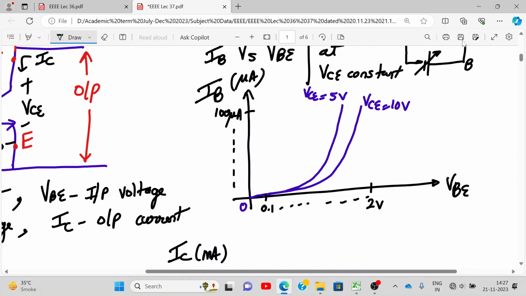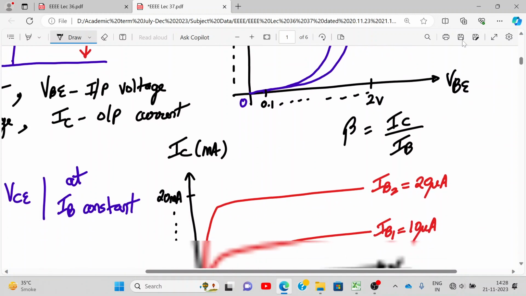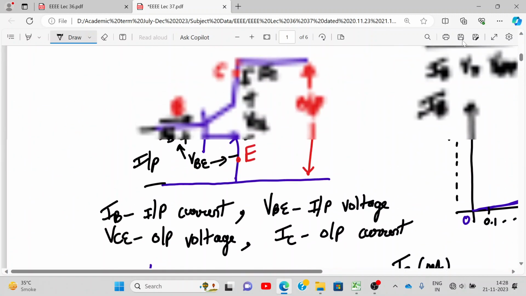So range is also important. IB is in microamperes, IC is in milliamperes, and both are related by beta. What is the beta formula? Beta is the current gain, na? What did we say yesterday? It is IC upon IB. And milli divided by micro will be greater than 100 easily. Okay? Understood about common emitter characteristics?